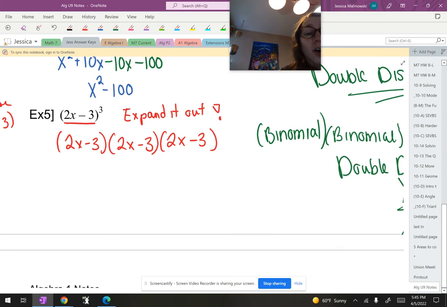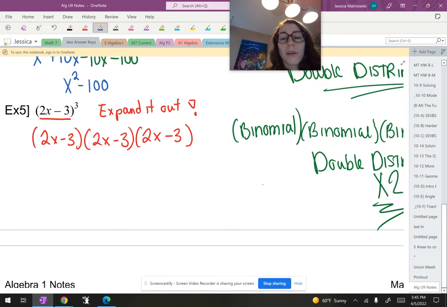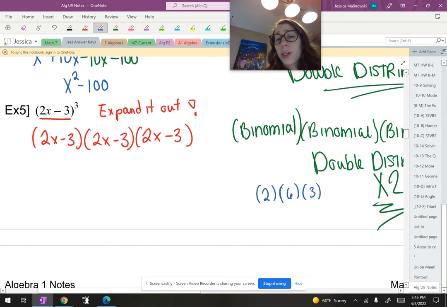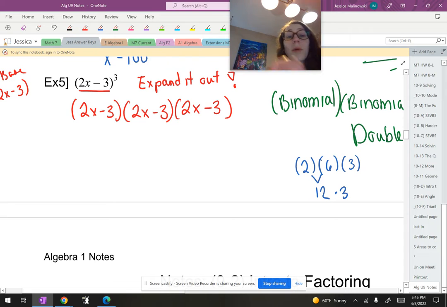All right, so first off, I can only multiply 2 numbers at a time. If I look at a simple example of 2 times 6 times 3, I'm not multiplying 2 times 6 and then 2 times 3. I'm multiplying 2 times 6 first to get 12, then multiplying by 3. So I'm going to do that same thing here. I'm going to multiply the first 2 binomials together, then I will deal with that third one afterwards.